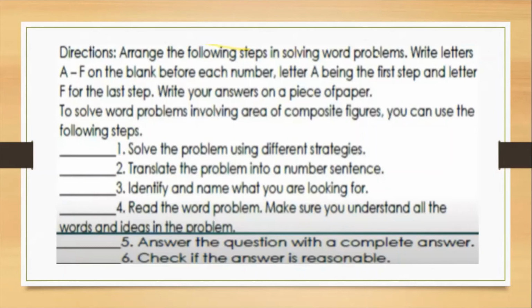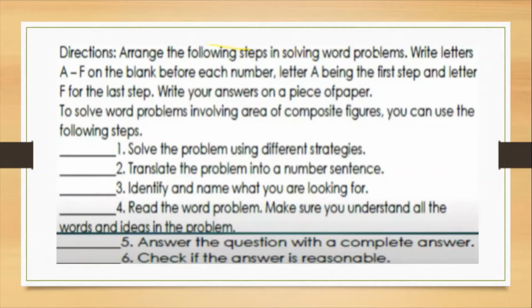Number 4 is read the word problem. Make sure that you understand all the words and ideas in the problem. Number 5 is answer the questions with a complete answer. And lastly, number 6, check the answers if it is reasonable. So we will find out which one comes first, and then label it as A, the second, until we go to our last step, which we will label as letter F.